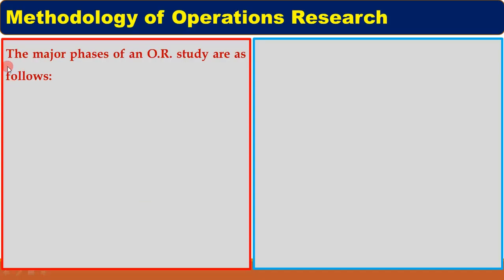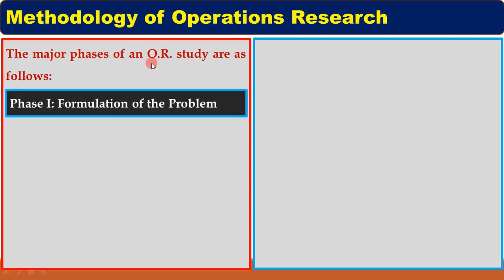First point is methodology of operational research. The major phases of an OR study are as follows. First is formulation of the problem. So basically in this article we are going to study the steps involved in the OR study, operational research study, and this is the phase 1 or step number 1 in OR study. It is the formulation of the problem.